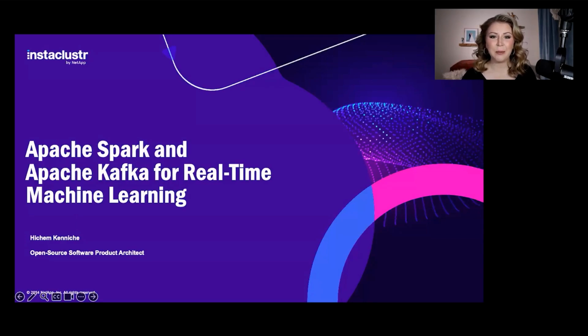Today, we'll hear how the powerful combination of Apache Kafka and Apache Spark can streamline machine learning workloads in real time. In this webinar, you'll learn the fundamentals of real-time machine learning, the biggest challenges facing data teams, as well as the optimal usage of Apache Kafka and Apache Spark, and their unique strengths and capabilities in the context of real-time data processing and analysis.